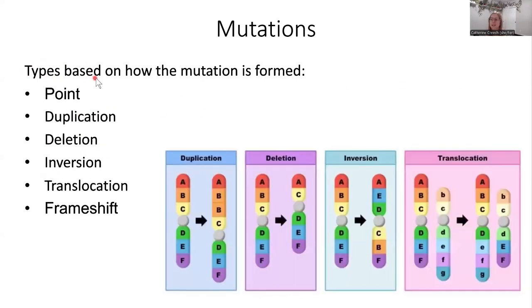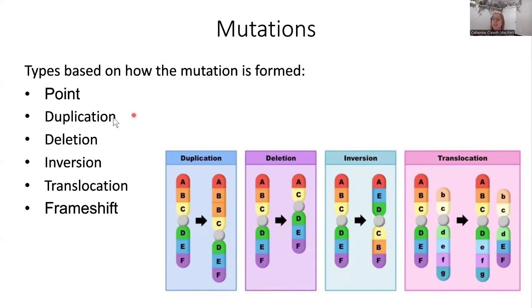We can also classify mutations based on how they're formed. So a point mutation, as we said, is the change of a single nucleic acid. Then we have duplications. I'm showing these in chromosomes, but they could just be pieces of DNA. It doesn't have to be on a chromosome. So we have mutations in random pieces of DNA, in genes, and then in chromosomes, but it's easier to visualize it like this.